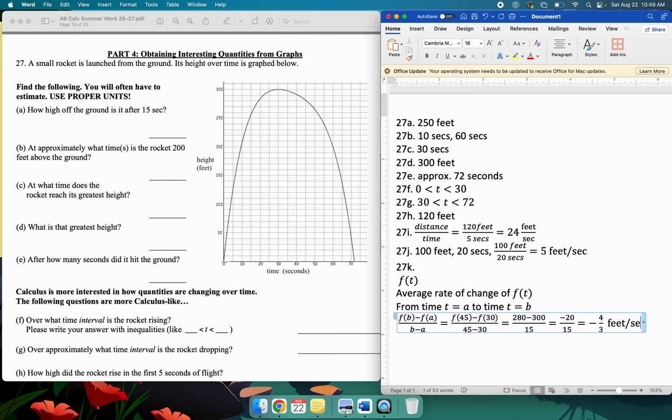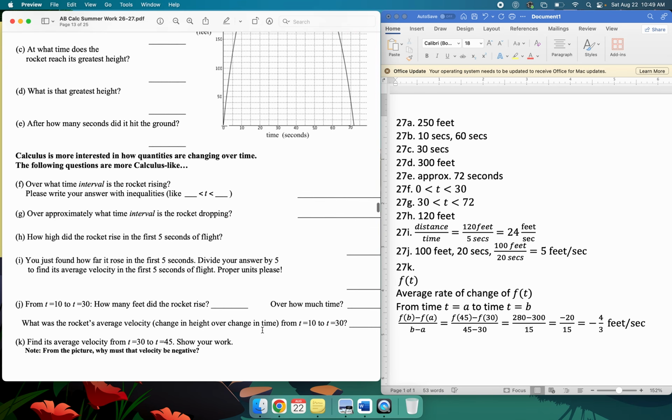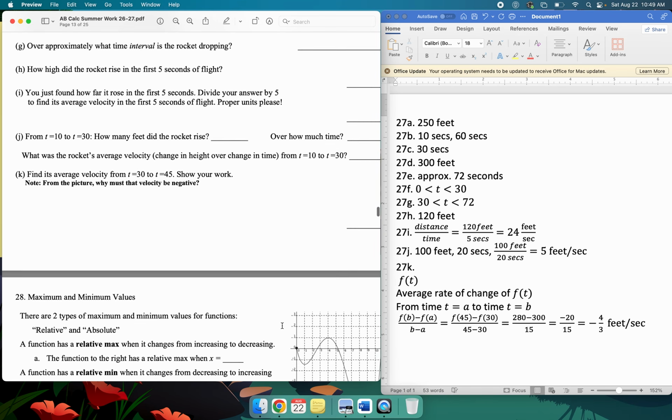I say all of that because I want to emphasize that average rates of change, or in this case average velocity, can be negative. If your function is decreasing over this time interval from time a to time b, then this formula will produce a negative result because the numerator will be negative. So it's perfectly ordinary to have a negative velocity or a negative average rate of change. That basically indicates that whatever function you're looking at, in this case the height function, is decreasing. So that's what's going on with the negative result.